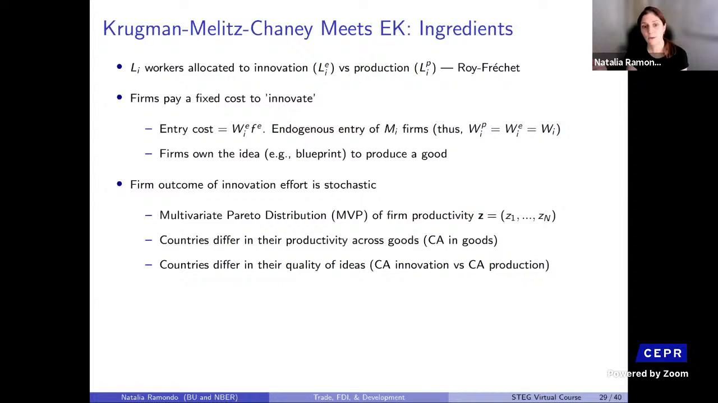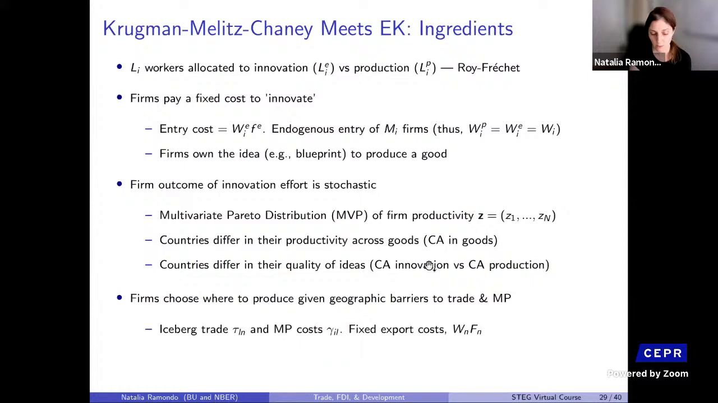And here the methodological contribution was that we introduced these multivariate Pareto distributions in firm productivity. So there's going to be firm-location specific productivity. It's different from the Frechet. This is not a head-to-head competition model. And then we are going to have countries that differ in their productivity across goods, and countries that differ in the quality of these ideas, or these blueprints, okay, and that will give some variation in comparative advantage in innovation versus production.